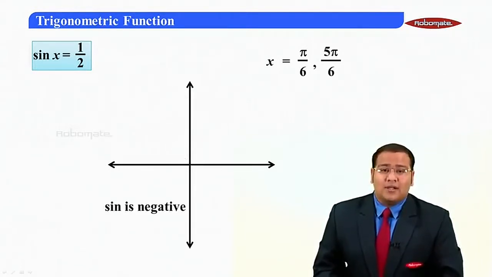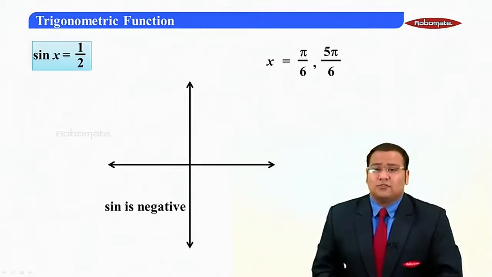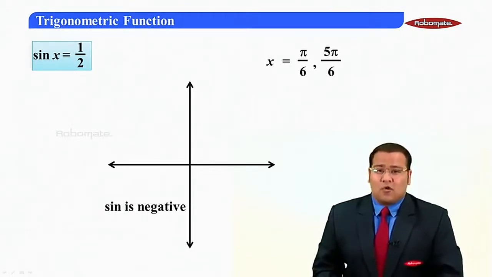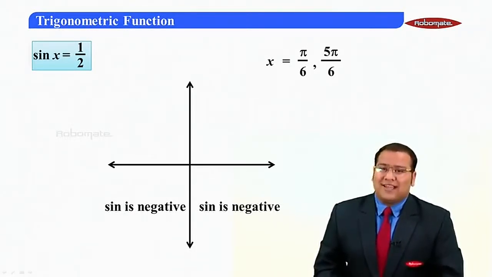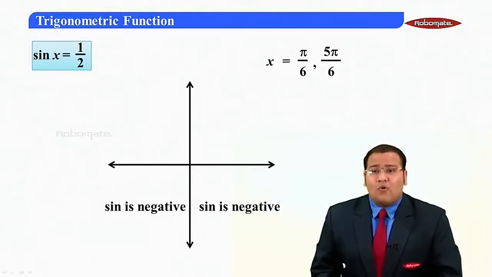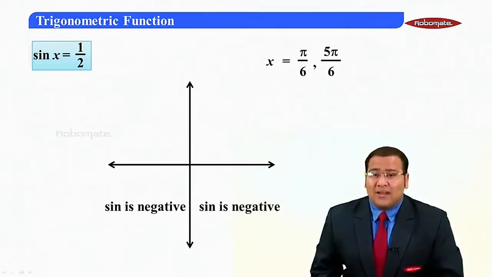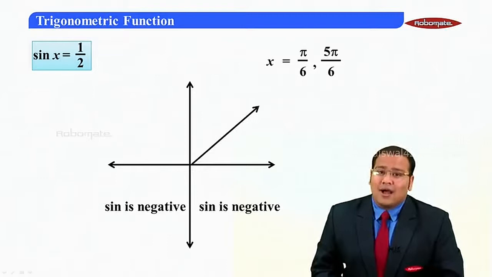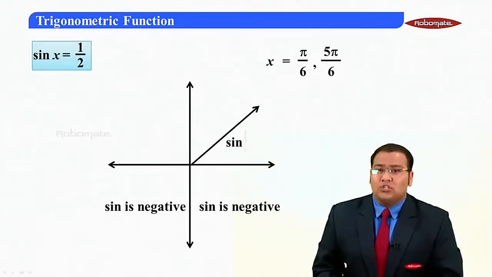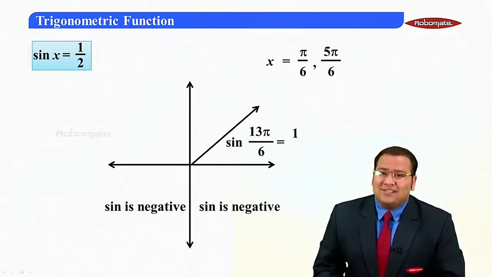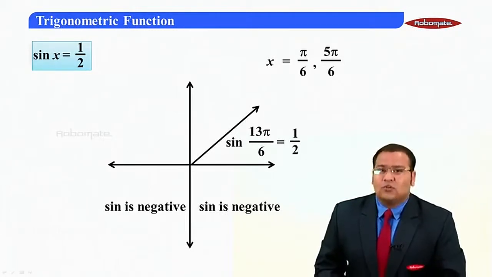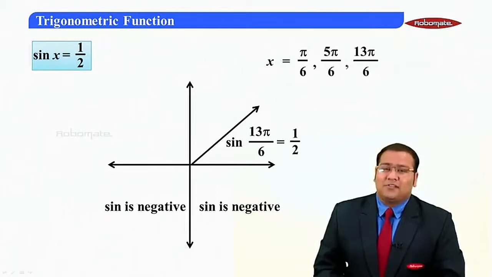In the third quadrant sine is negative, so I would not consider that quadrant. Also in the fourth quadrant sine is negative. So over here we have completed one cycle of 2 pi. Again entering the cycle, it would be 2 pi plus pi by 6. So after taking LCM it would be 13 pi by 6, which is equal to 1 by 2. So if I again keep on writing the values of x as 13 pi by 6 and so on.